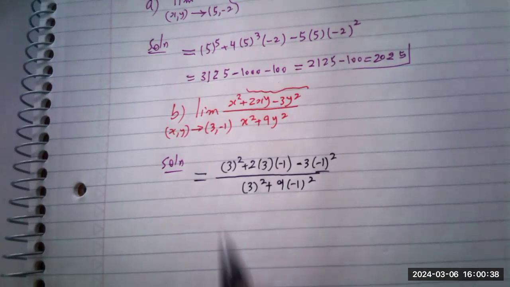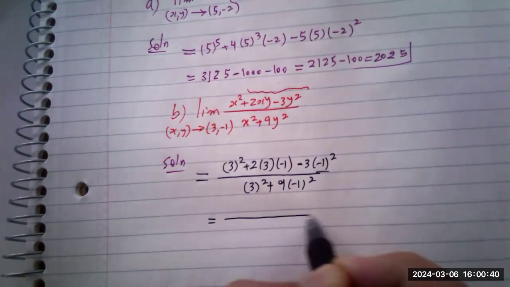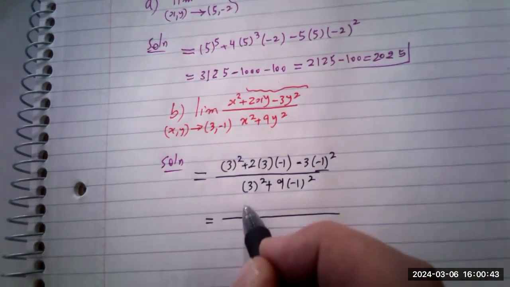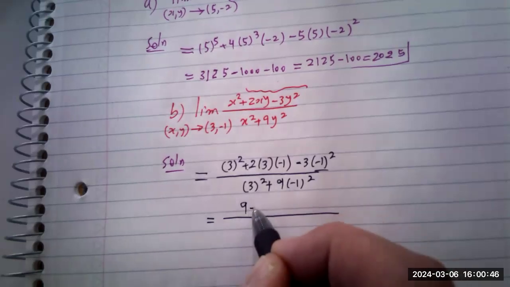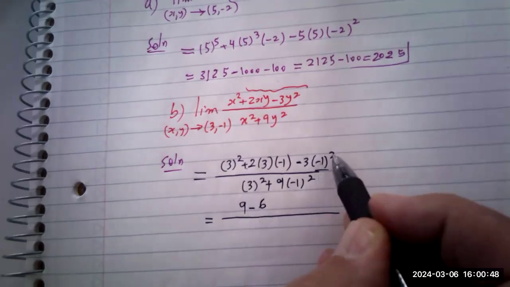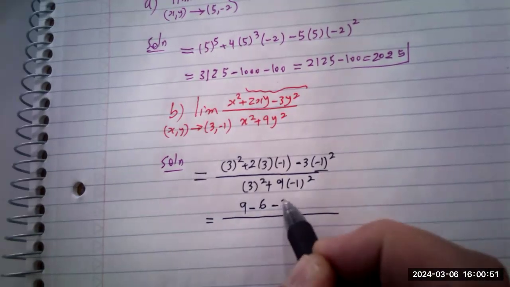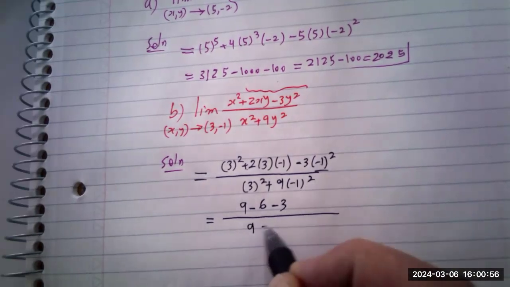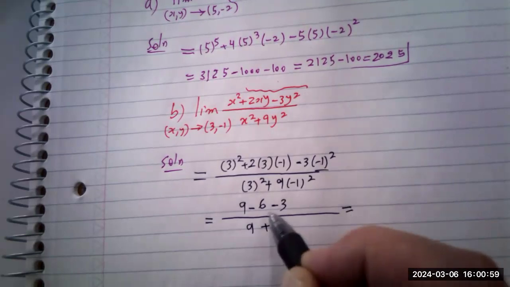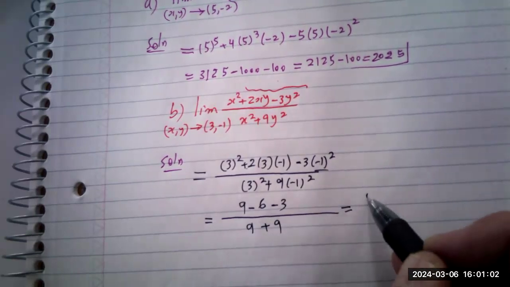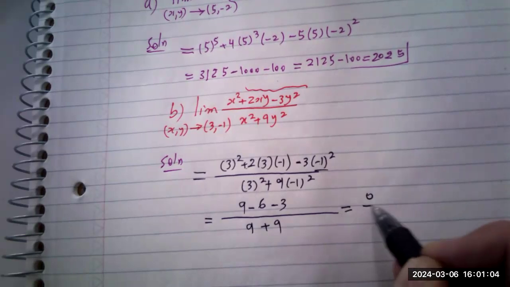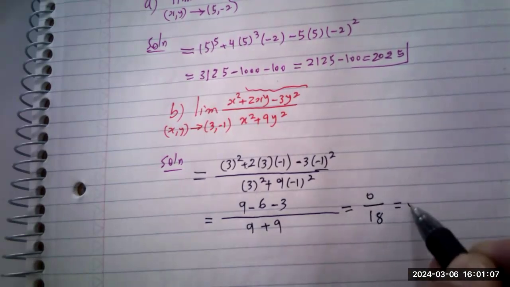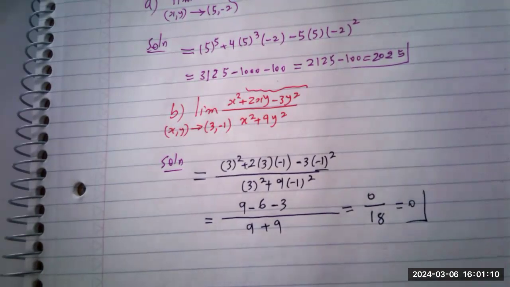So simplify it. The top: 3 squared would be 9. Positive times negative would be negative, 2 times 3 is 6. Negative 1 squared would be positive 1, so that gives me negative 3 again. On the bottom, 3 squared would be 9, and negative 1 squared is 1, times 9, is 9. So the top, 9 minus 6 minus 3 would be 0. The bottom one is 18. You know that 0 divided by 18 would be 0. So again, straightforward, nothing to worry about. Any questions?